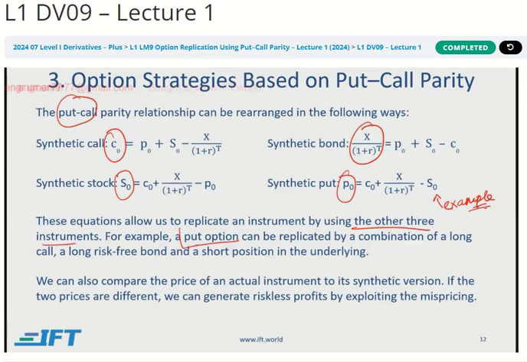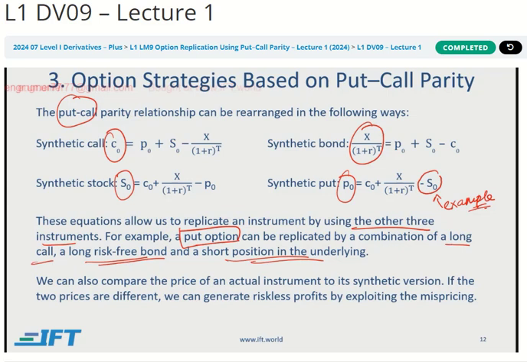And you can replicate any instrument by using the other three instruments. For example, we just replicated a put option with a combination of the long call, which was 59 rupees, and the risk-free zero coupon bond, and the short position in the underlying. Why short? Because when it comes over here, it becomes negative, and hence the word short is used.